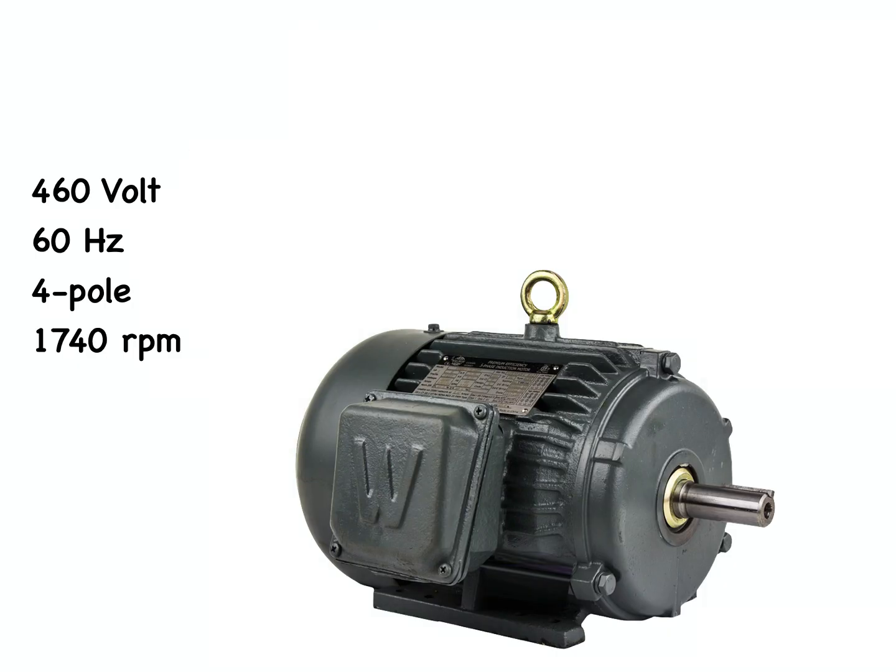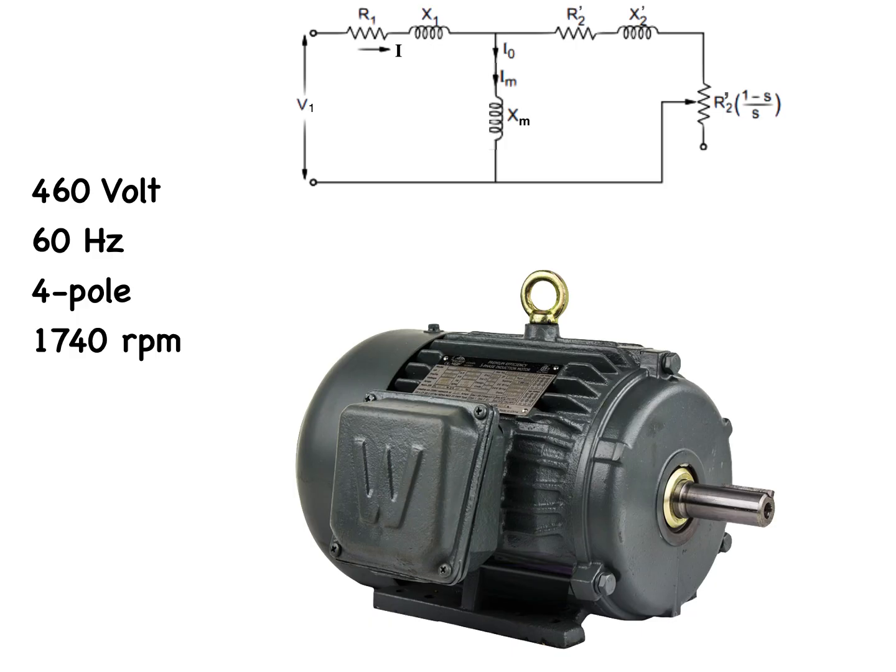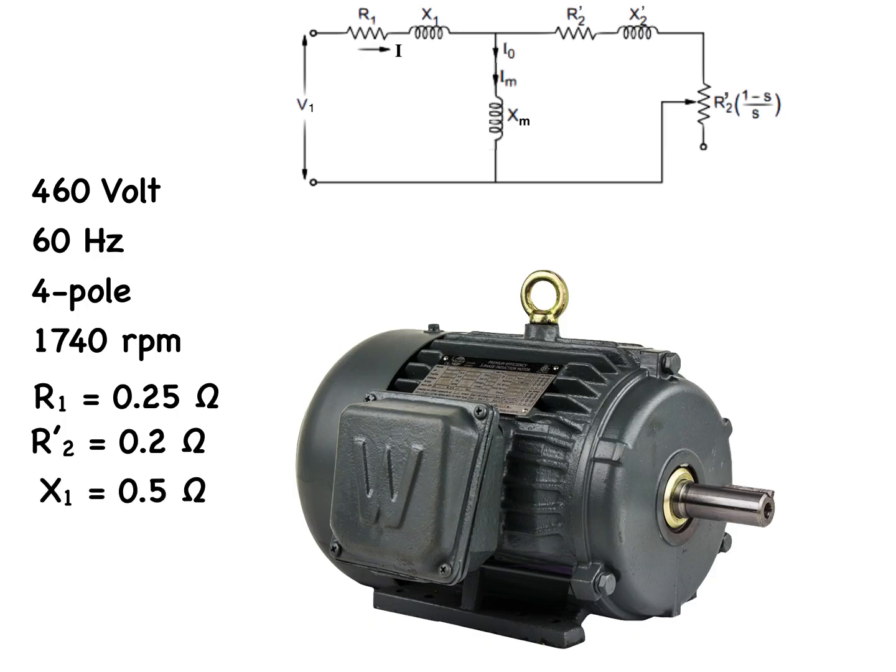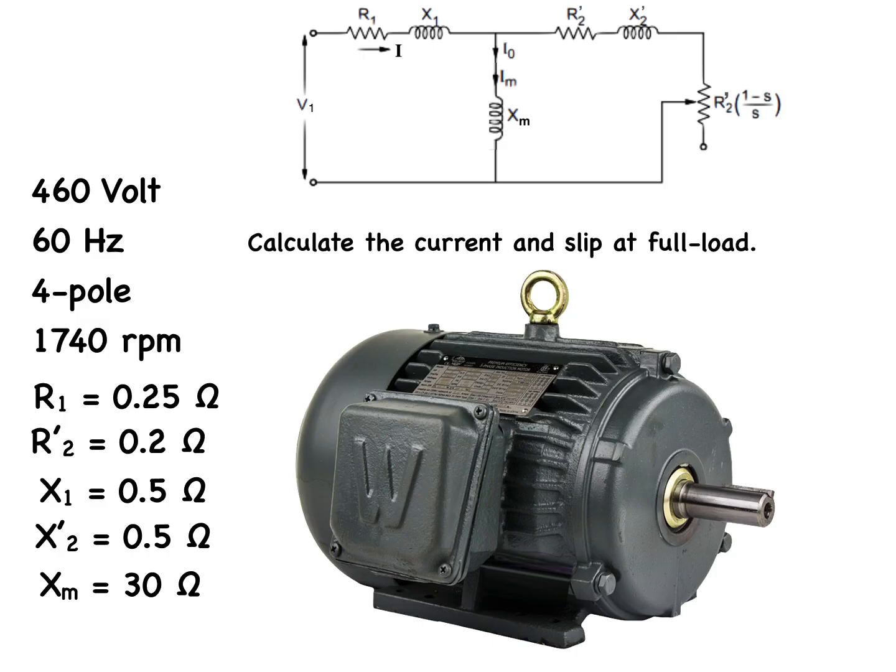For this 460 volt, 60 hertz, 4-pole, 1740 RPM induction motor, whose per-phase equivalent circuit parameters are as follows: R1 is 0.25 ohms, R'2 is 0.2 ohms, X1 is 0.5 ohms, X'2 is 0.5 ohms, and Xm is equal to 30 ohms. Our task in this problem is to calculate the current and slip at full load.